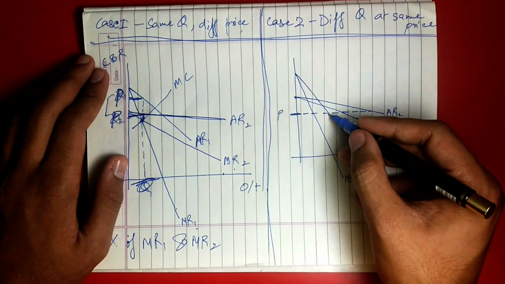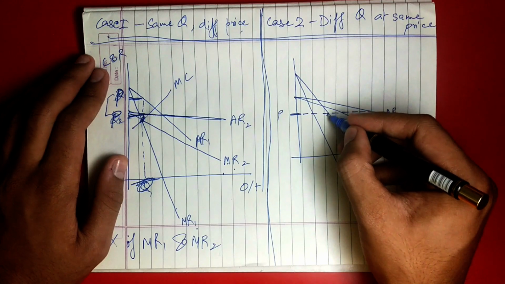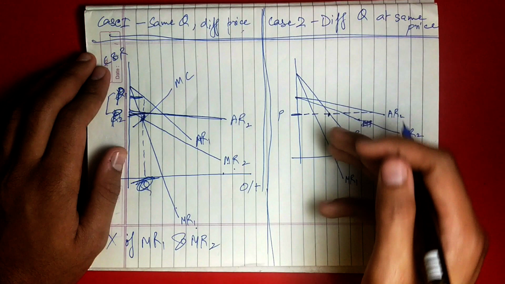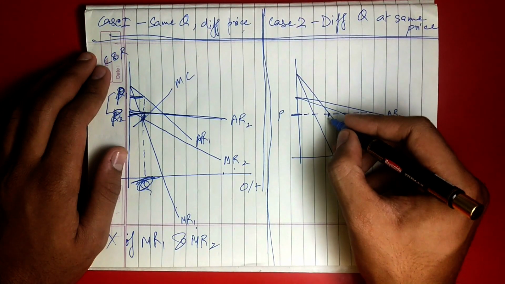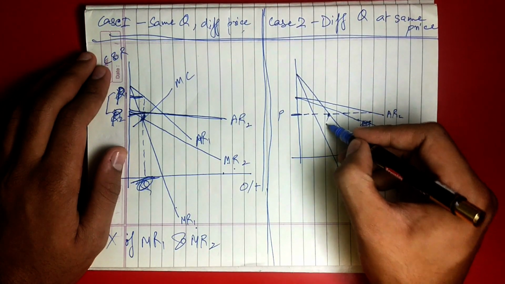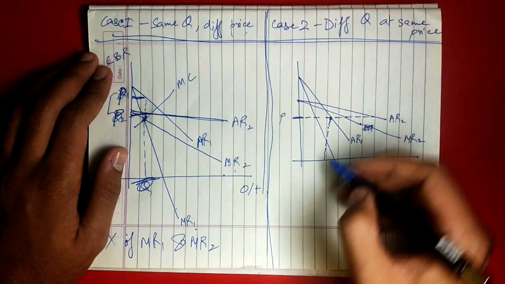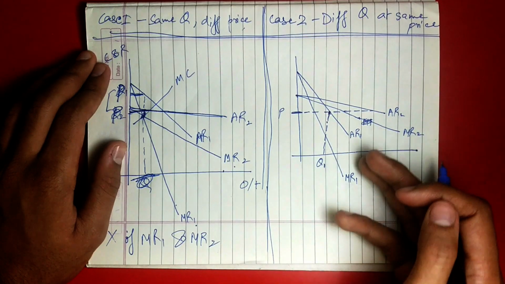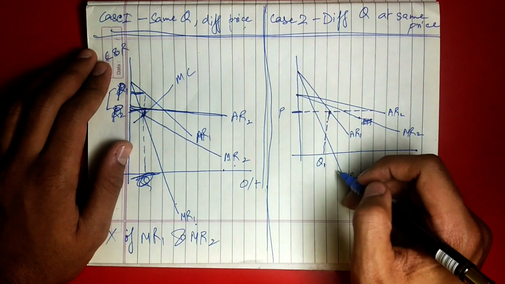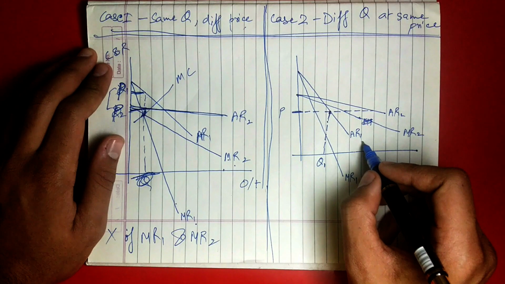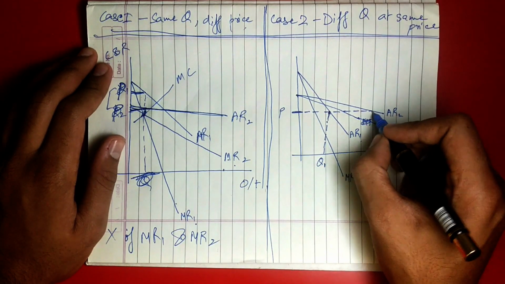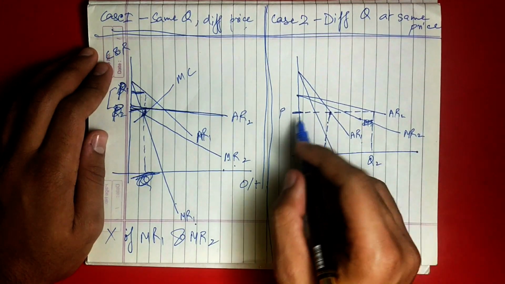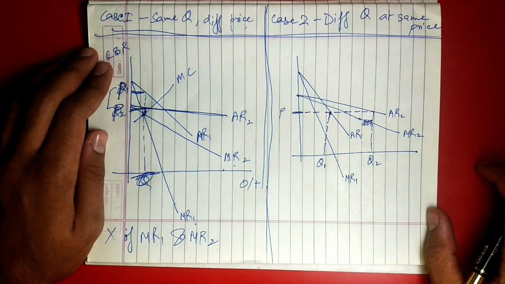So this is AR1. If you see the quantity, it will come like here. You have to draw it more flatter so that it gets intersected. So assume that this is straight and this is more flatter. So this is the quantity 1, corresponding to AR1, and if you do it here, this is Q2. Different quantity, same price.